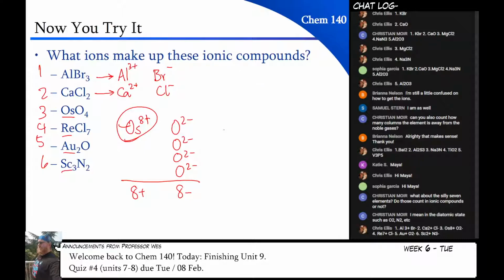Alright, we do the same thing with rhenium here. Don't know what it is, but I have 7 of these Cl minuses, which I'm just going to write like that, times 7. So that means that rhenium must be this. And there you go.